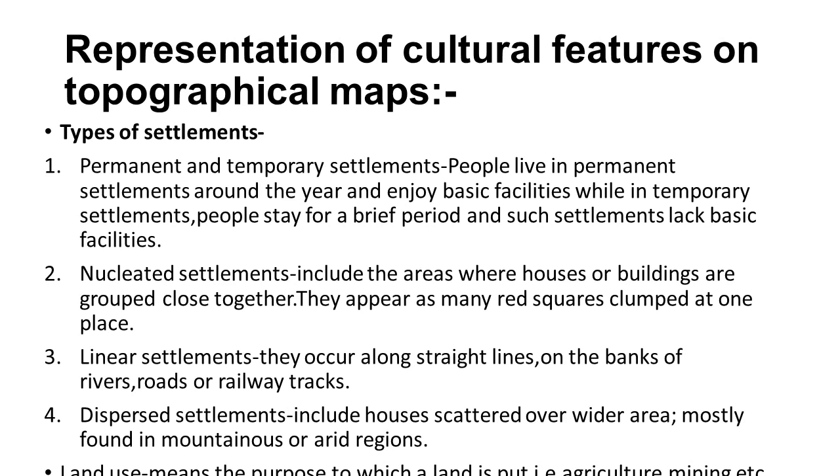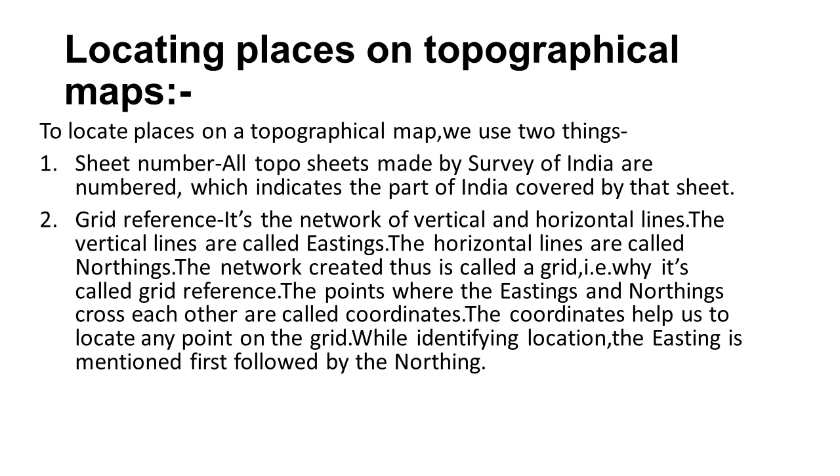Now, the land use. Land use means the purpose to which a land is put, that is agriculture or mining, etc. Next are the locating places on topographical maps. Now, how do we locate places on topographical maps? There are two ways. We use two things: sheet number, that is, all topo sheets made by Survey of India are numbered, which indicates the part of India covered by that sheet.